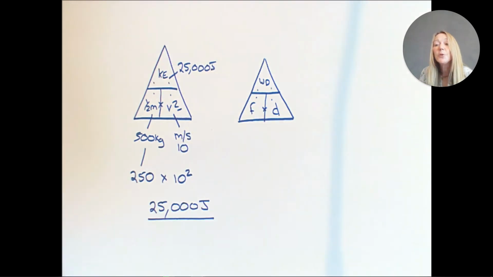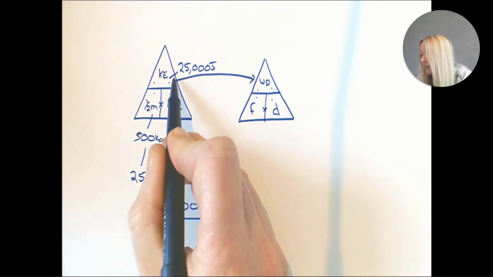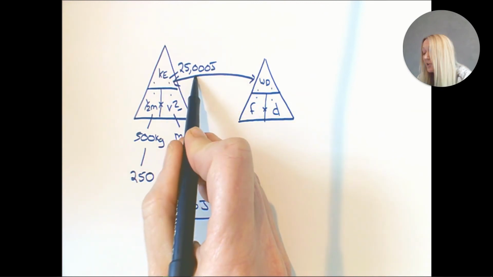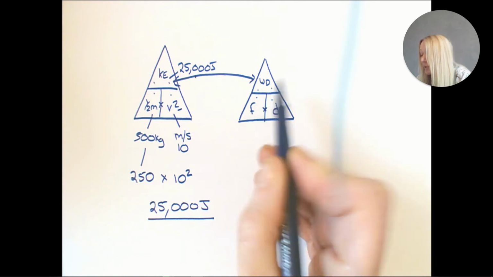Now when a car stops, it will go from having 10 meters per second to 0 meters per second, which means its kinetic energy will then be 0, which means there's been an energy transfer of 25,000 joules, and we're assuming here that it's 100% transfer. So we can transfer that energy directly across to work done, because that's the amount of energy that was transferred.